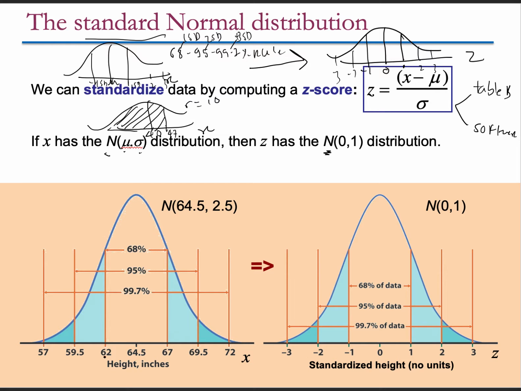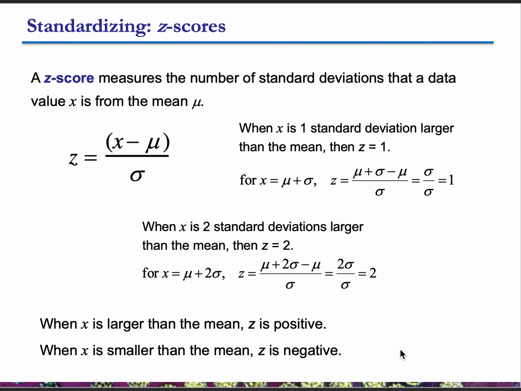So you can simply see that if you have this height data example, mean 64.5, 2.5 standard deviation, you're transforming it to the z distribution now from x, with the mean now changing from 64.5 to 0 and the corresponding z value. So if you standardize this, the z-score measures the number of standard deviations that a data value x is away from the mean mu.